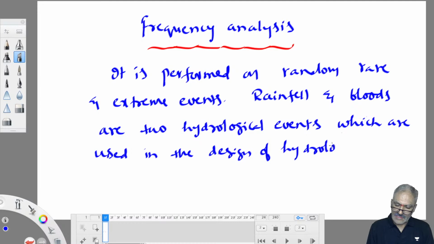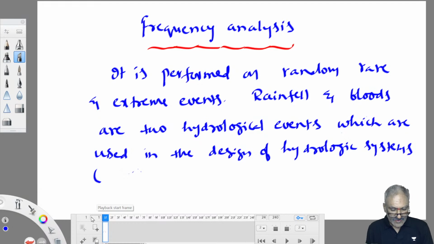Hydrologic systems, such as a bridge, dam, culvert, etc. A bridge across a river: for what flood do we need to design? A dam across a river: for what flood do we need to design? A culvert across a road: for what flood discharge do we need to design?